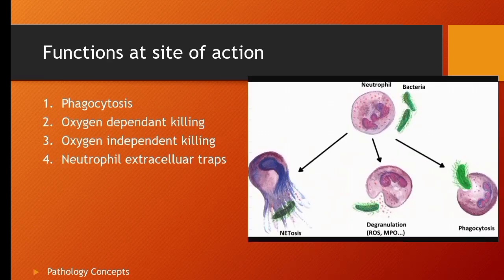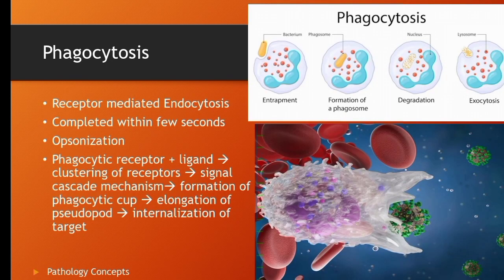Now we discuss the functions of neutrophils at the site of action. These are phagocytosis, oxygen dependent mechanism, oxygen independent mechanism, and NETs, that is, neutrophil extracellular traps. The first function is phagocytosis. It is the first line of immune defense, a form of receptor mediated endocytosis known as phagocytosis. Foreign particles and altered cells are both eliminated by phagocytosis. Neutrophil phagocytosis is a rapid process and can be completed within a few seconds.